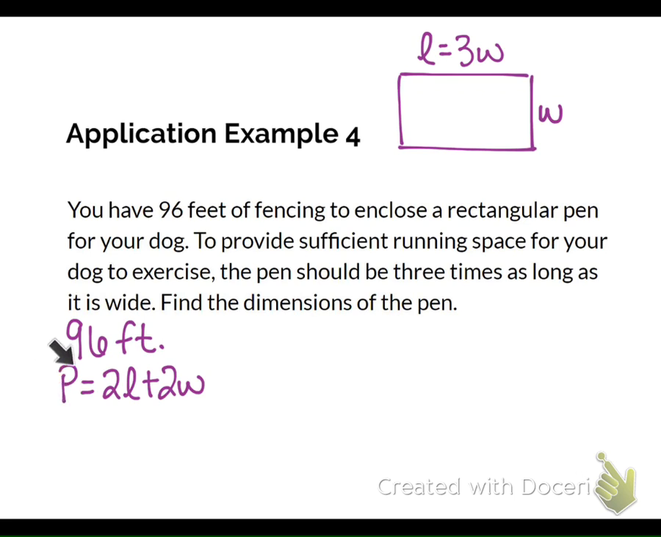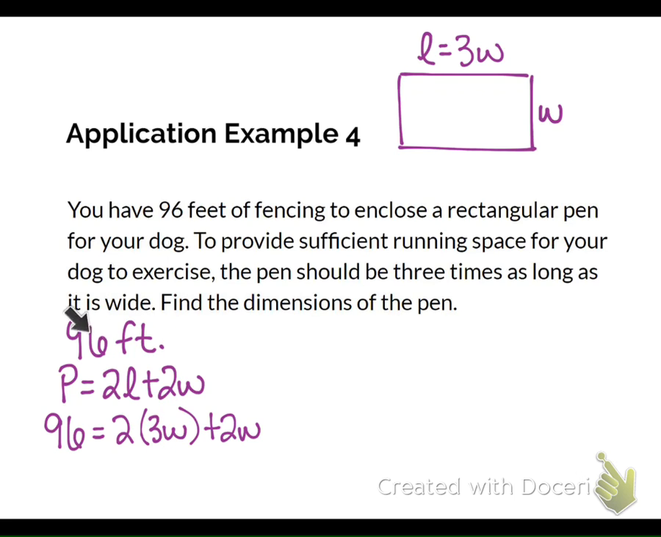First of all, I know that my maximum perimeter is 96. I don't have any more fencing than that. I can also replace my L with the 3W, so that way we're working with one variable. The 2W I'll leave alone.